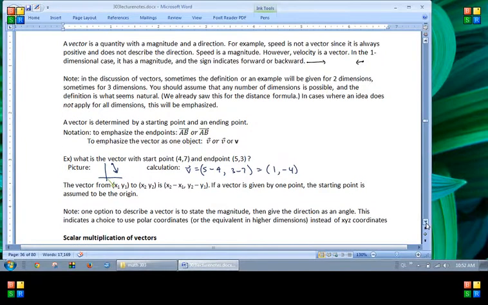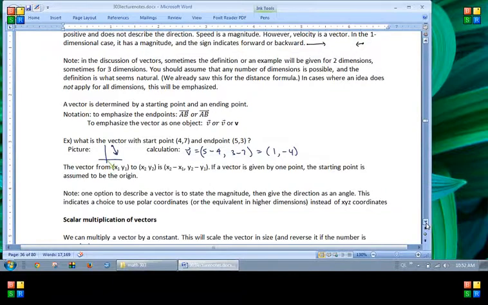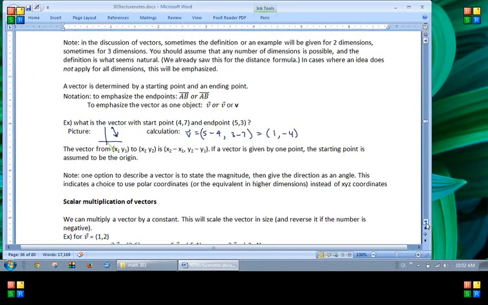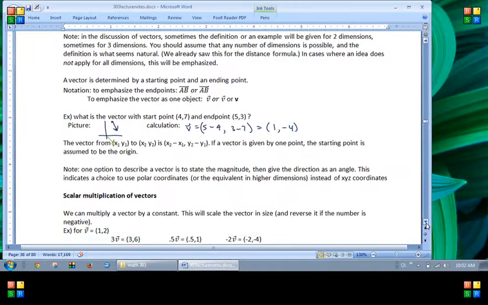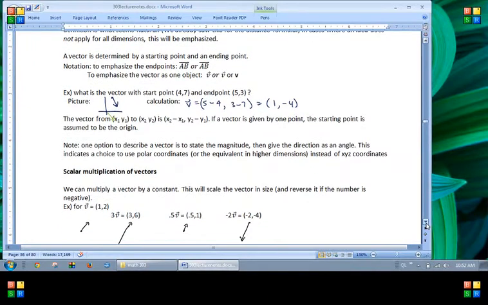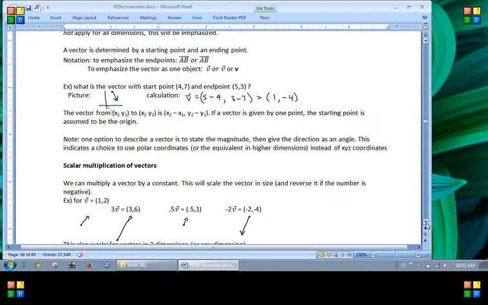So first, scalar multiplication of vectors. What does that mean? You can multiply a vector by a constant. For example, if you have the vector 1 comma 2, it roughly looks like this. We can do a couple different things. If you multiply the vector 1 comma 2 by the number 3, it just becomes 3 comma 6. And notice that the vector then looks like that. Okay? You can multiply it by half, or 0.5. And then the vector 1 comma 2 becomes the vector 0.5 comma 1. And visually it looks like that.